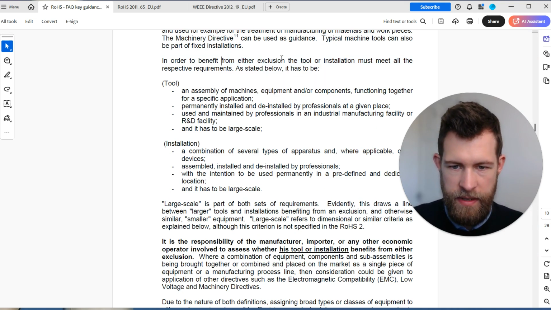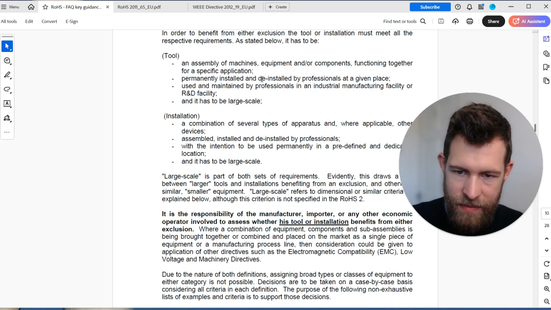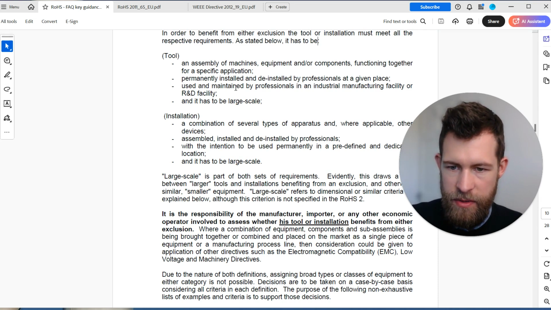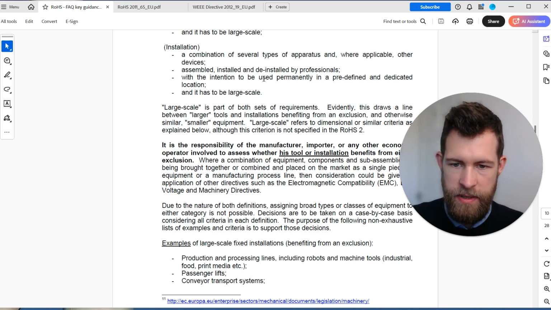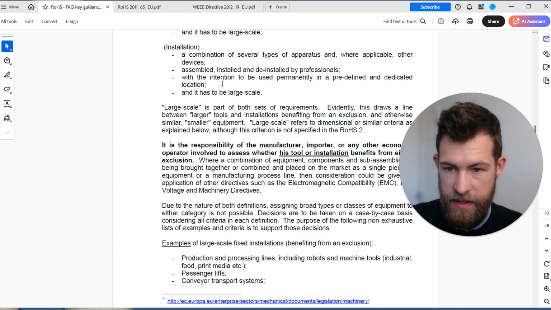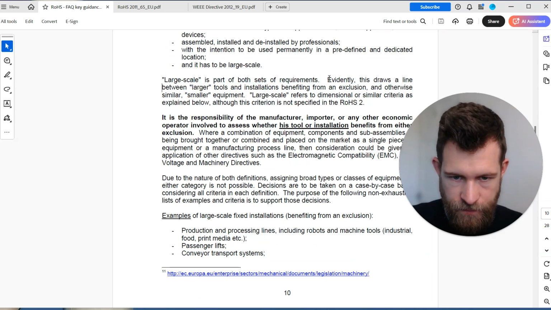In order to benefit from either exclusion, the tool or installation must meet all respective requirements as stated below. So for a tool, it has to be an assembly of machines, equipment and/or components functioning together for a specific application, permanently installed and deinstalled by professionals at a given place, used and maintained by professionals, and it has to be large scale. And again, for the installation, a combination of several types of apparatus and, where applicable, other devices, assembled, installed and deinstalled by professionals, with the intention to be used permanently in a predefined and dedicated location, and it has to be large scale. So large scale is a shared requirement across both of those.